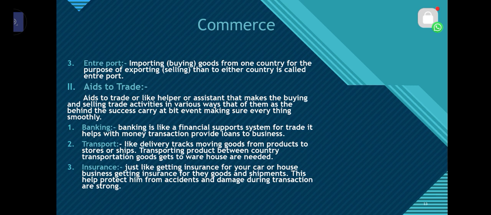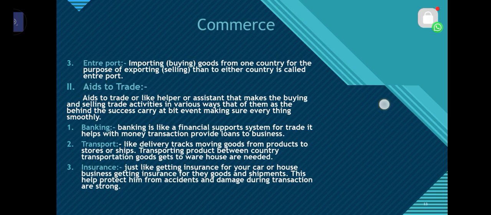And the second one is transport. Delivery trucks carry the movement of goods from producers to stores and ships. For the transportation of products between countries, warehouses are needed. And the third one, insurance. Just like getting insurance for your car, house and business, you get insurance for goods or shipments.